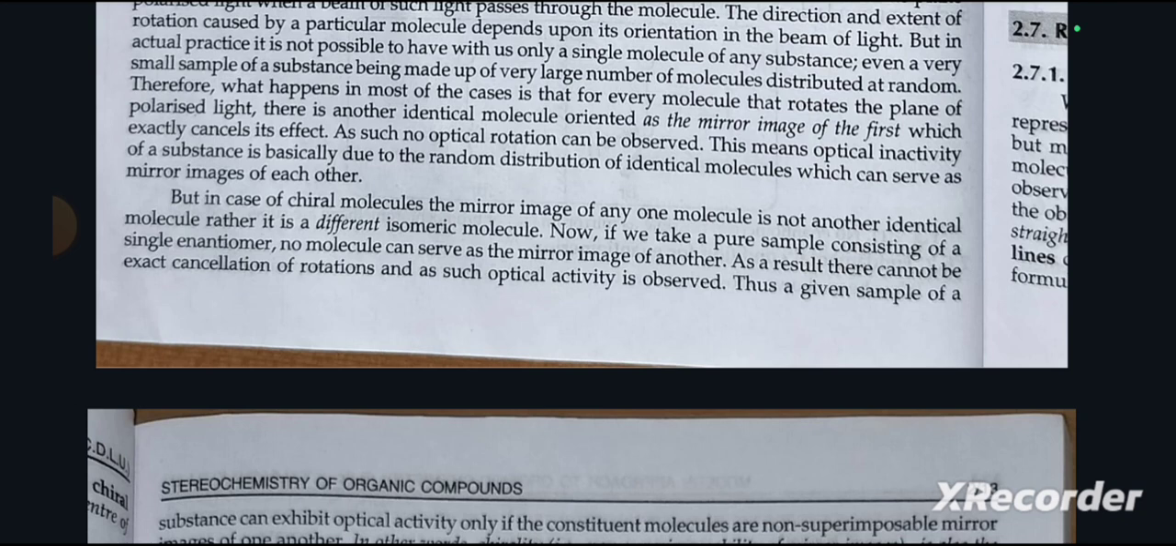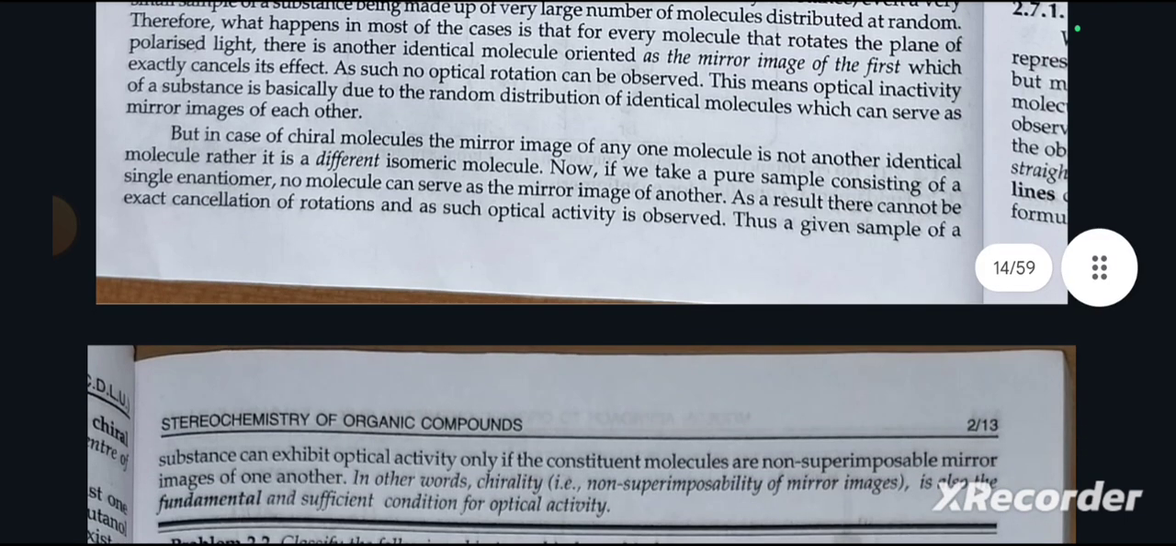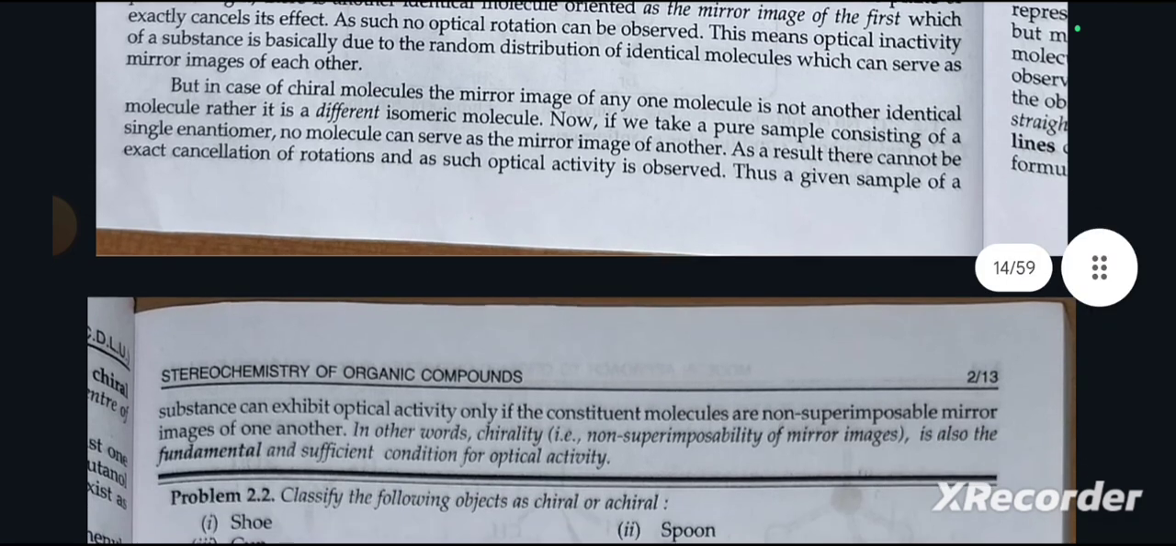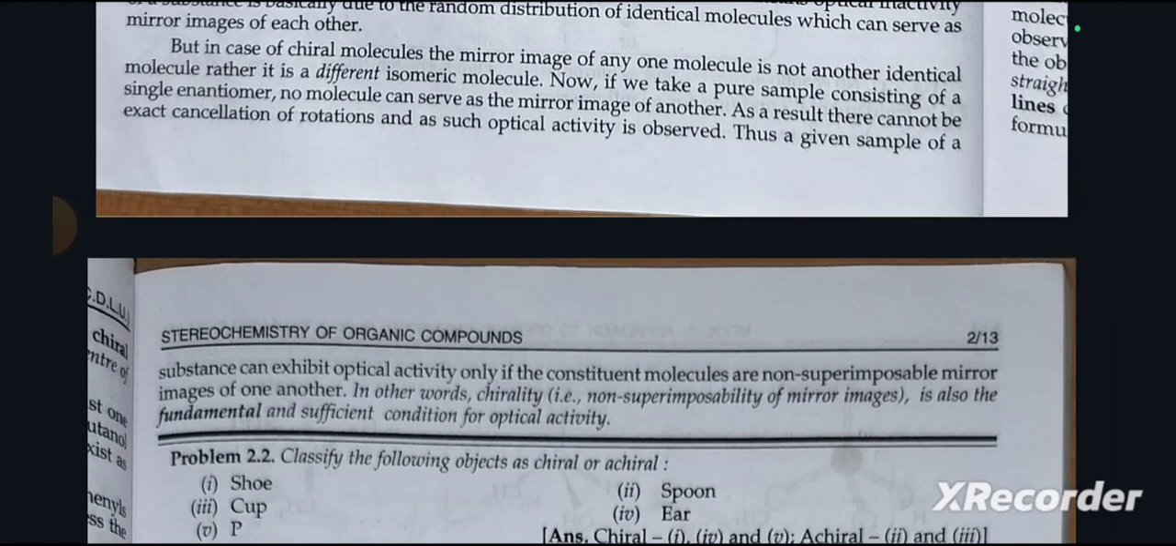As such, no optical rotation can be observed. This means optical inactivity of a substance is basically due to the random distribution of identical molecules which can serve as mirror images of each other. But in case of chiral molecules, the mirror image of any one molecule is not another identical molecule, rather, it is a different isomeric molecule.